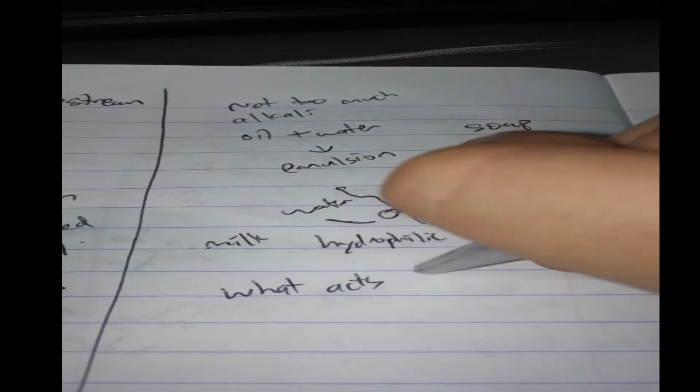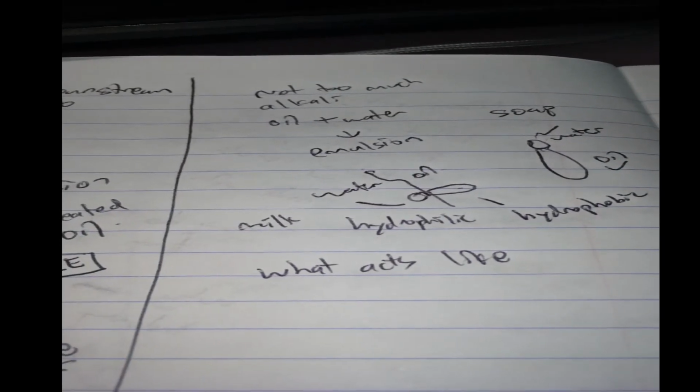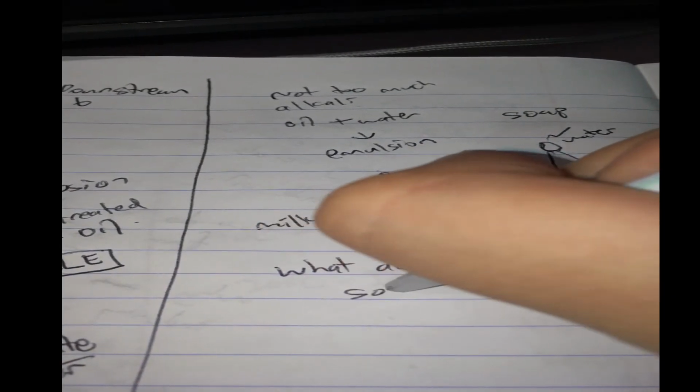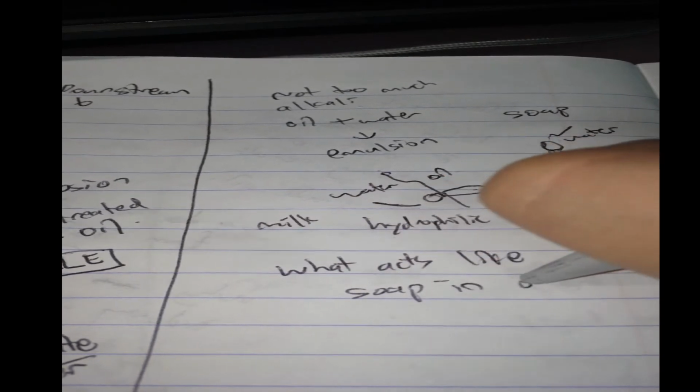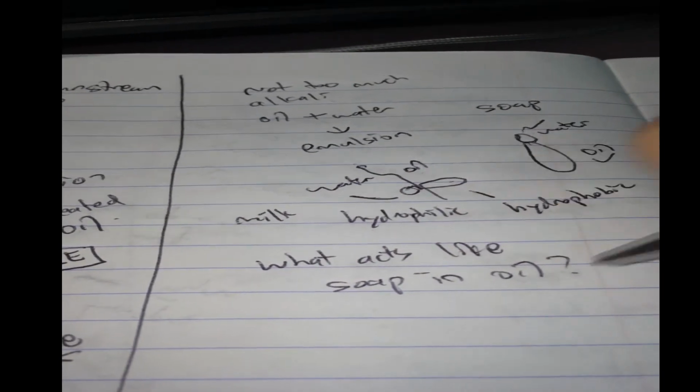So what acts like soap in the oil? What acts like soap? My pen. You can see my pen's like something wrong. Never mind. I'll try and use it. What acts like soap in oil or crude oil? Well, we have something called asphaltenes and other kinds of resin.